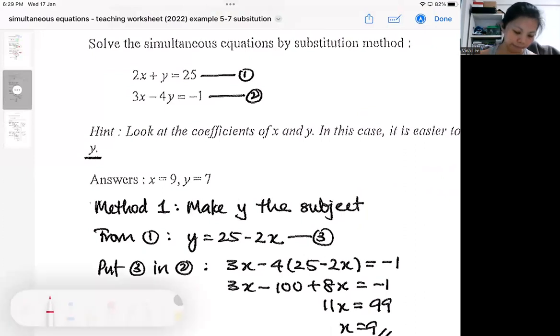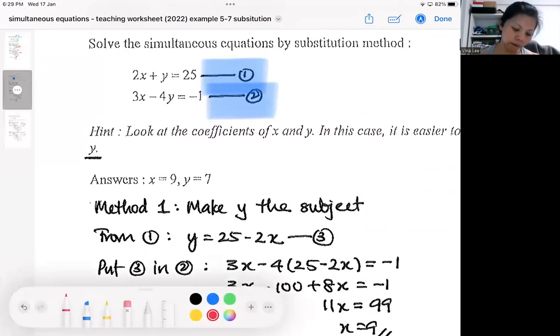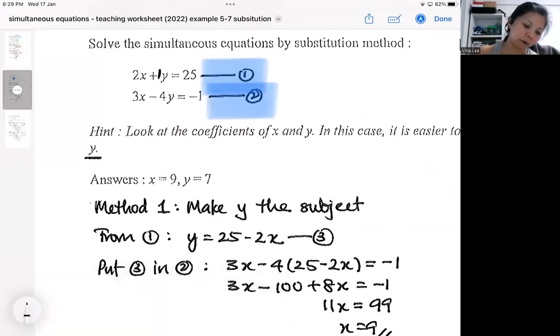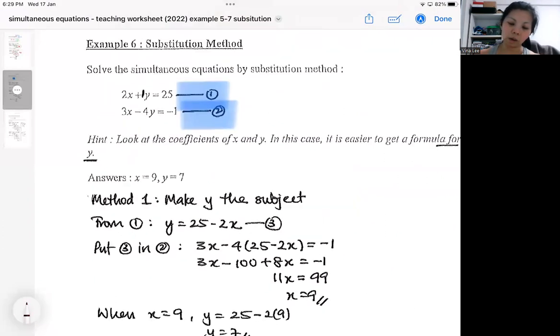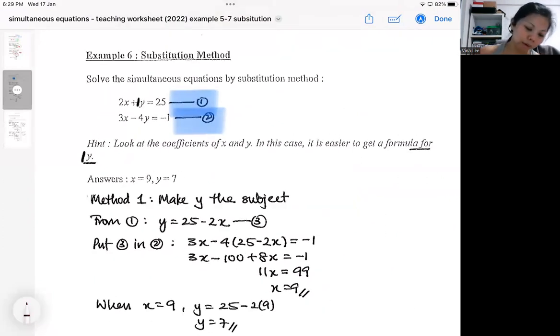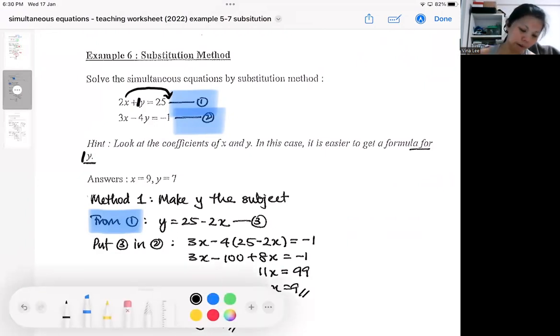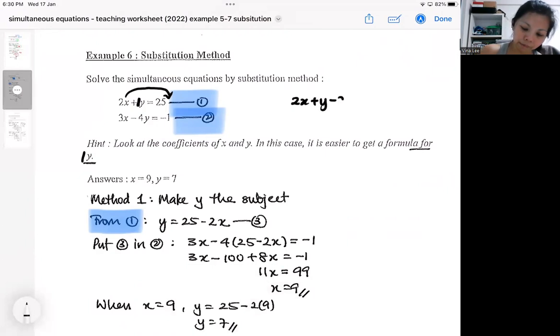You label the equation and look at the coefficient. We got 2x, we got 1y, we got 3x, we got 4y. So actually it's easier to get 1y because 1y is already here. You just got to shift the 2x over. So from the first equation, I just need to shift the 2x over by subtracting 2x on both sides. And the x will disappear to the other side.